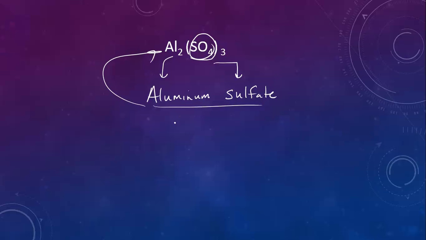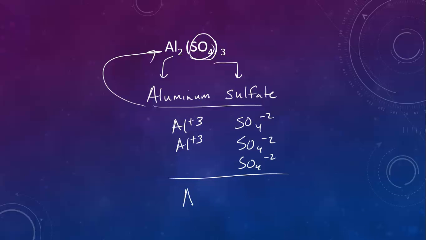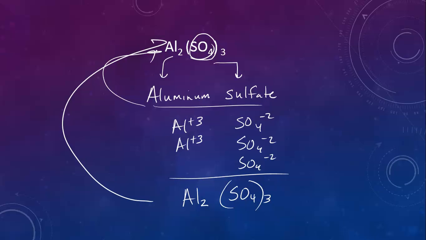From this name, I can get the formula easily. Let me show you. Aluminum plus 3. Sulfate is SO4 negative 2. So you need, well, that's too many negatives. Need one of these. No, that's too many positives. Aha. That makes it just right. So 2 aluminums and 3 sulfates.